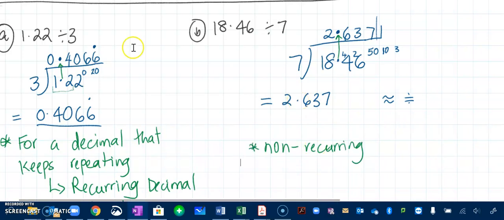We don't have to know this right now, but it's good to know so that we can identify. Because in the previous example, you can see that 6 kept repeating. Sometimes we have the same 2 digits repeating. It could be 2.636363. They are recurring as well. But for this one, because they don't have a particular order, they are called non-recurring decimals.